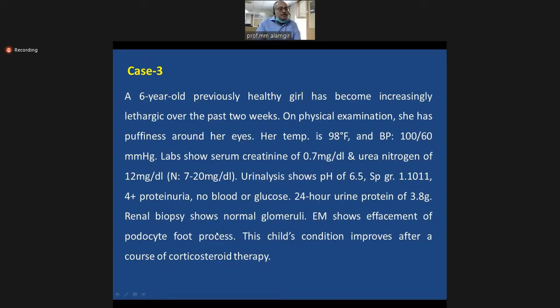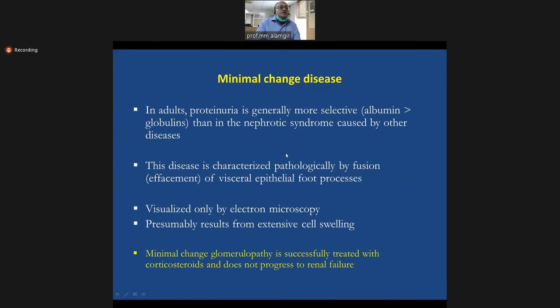So that's why it is called minimal change disease, because the effacement of podocyte foot processes can only be appreciated on electron microscopy. In adults, proteinuria is generally more selective, albumin greater than globulin, than in the nephrotic syndrome caused by other diseases. The disease is characterized pathologically by fusion, effacement of visceral epithelial foot processes. They basically fuse and open the space between their foot processes, so there is free flow of proteins from the urine and we have protein loss.